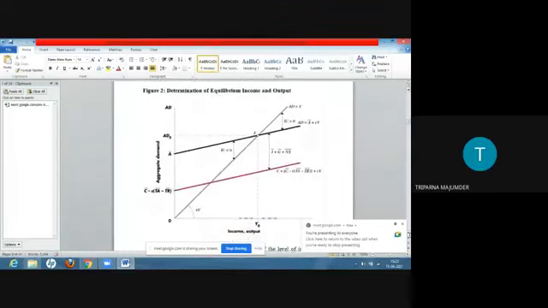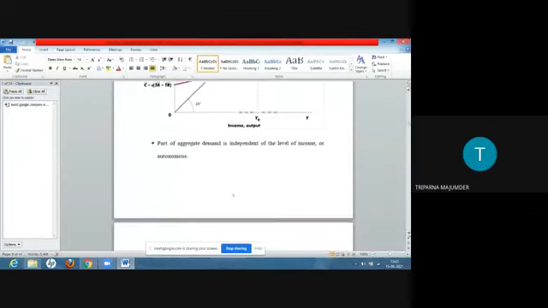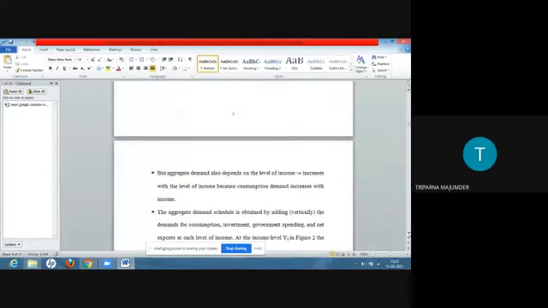As we said, we'll start with determination of equilibrium income and output. Just a recap, you already know about it. We know that part of the aggregate demand is autonomous. By autonomous, we mean it does not depend on the level of income. So we have a part which is autonomous and a part where aggregate demand also depends on the level of income.